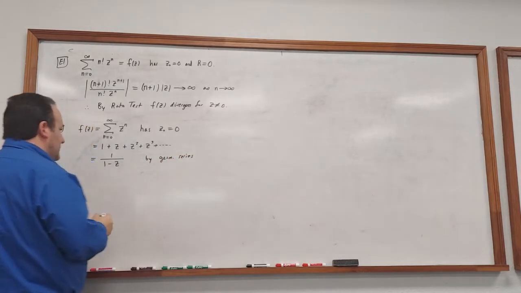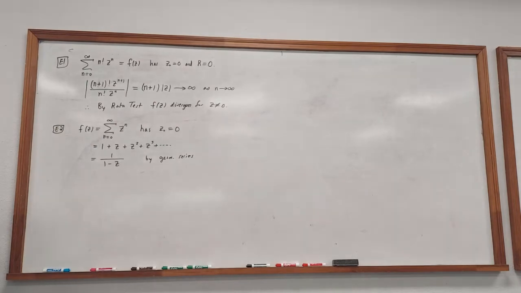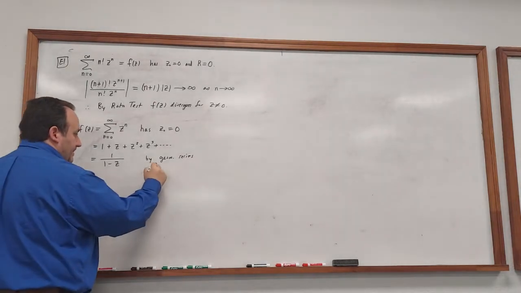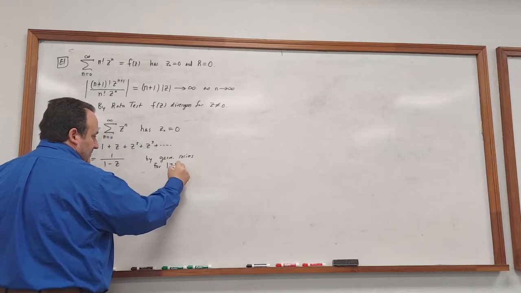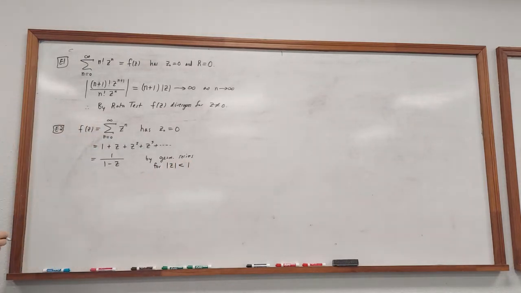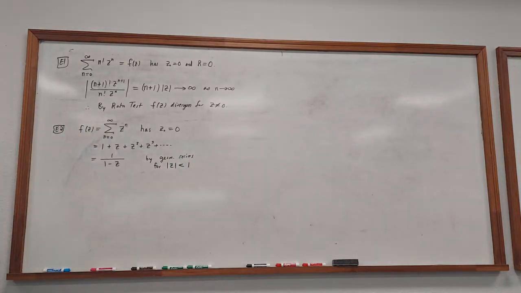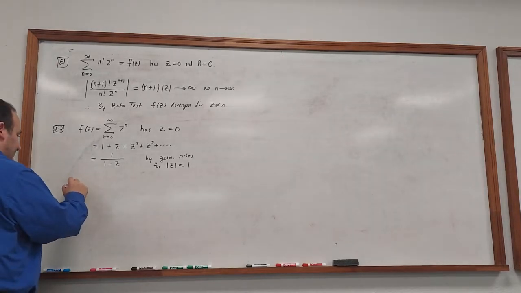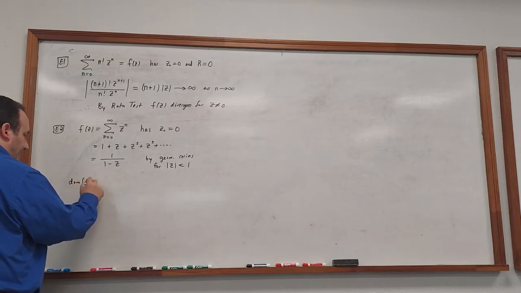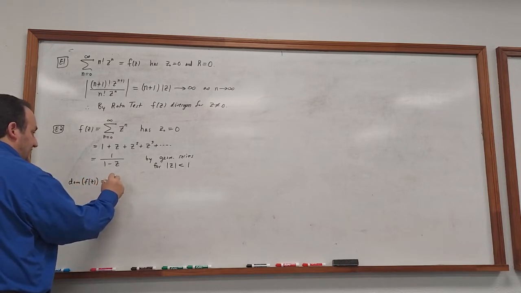When does that result hold? This holds for the modulus of z less than 1. And in fact, you can prove that if the modulus of z is equal to 1, the series diverges. So, in fact, here, the domain of f of z is just the open unit disk.